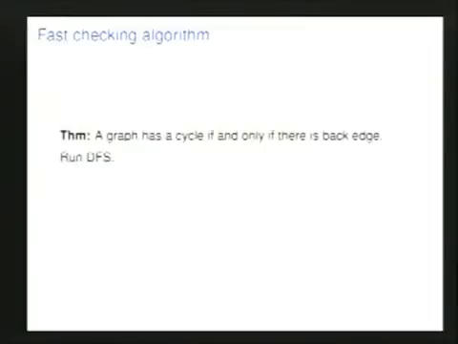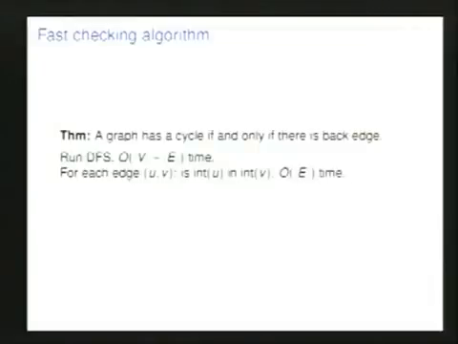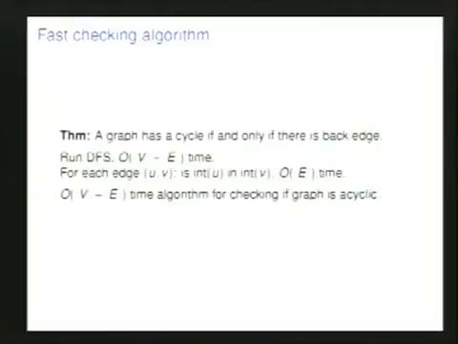So I'm going to run DFS, and that's fast, right? Order V plus E. And I just check if it's a back edge for every edge. And how much time does it take for each edge to check whether it's a back edge? Well, there's 2 intervals. You have the pre and post number for U and the pre and post number for V. So checking whether one is inside the other is trivial. So it's order E time. So it's an order V plus E time algorithm for checking if the graph is acyclic. Okay, so it's a really fast algorithm for checking whether the graph is acyclic.